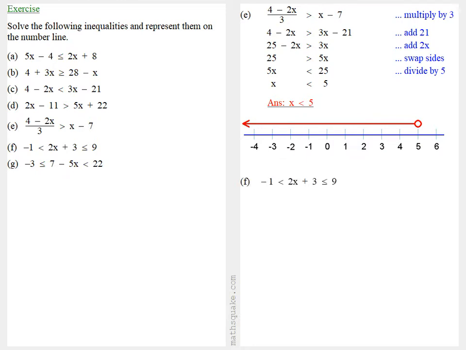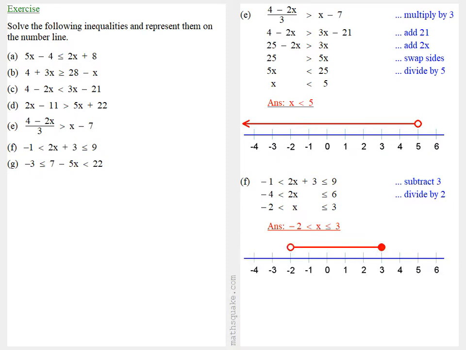In question F, we have minus 1 is less than 2x plus 3, which is less than or equal to 9. Now, we want to get x on its own in the middle, so subtract 3 all the way through. So minus 4 is less than 2x, which is less than or equal to 6. Now, to get x on its own, we need to divide by 2. So minus 2 is less than x, which is less than or equal to 3, and that's our answer.